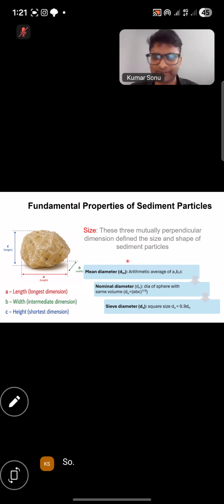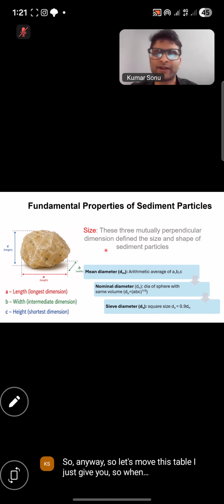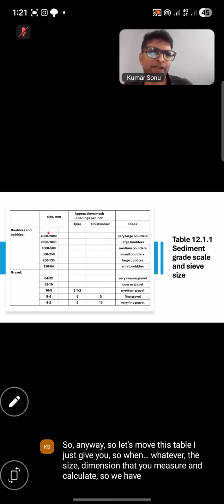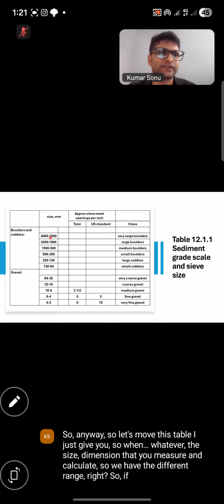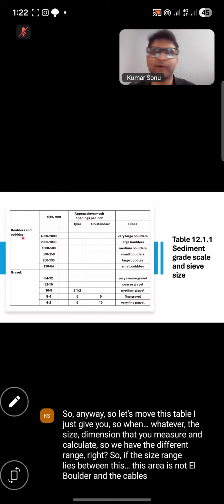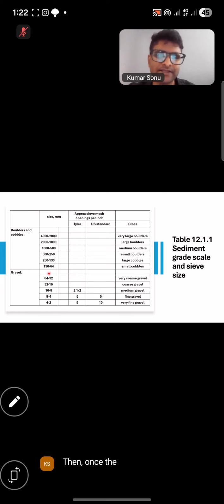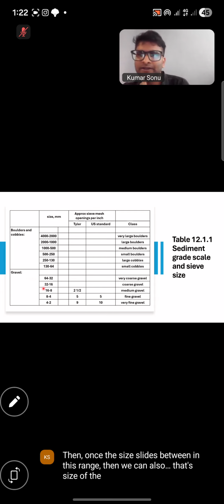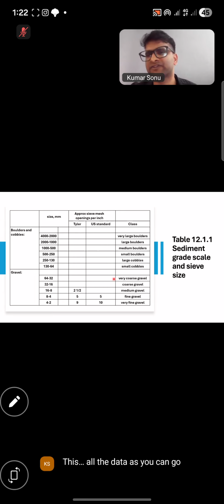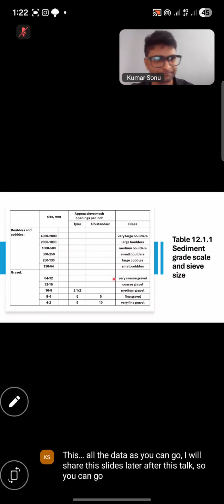So anyway, let's move to this table I just gave you. Whatever size dimension you measure and calculate, we have different ranges, right? If the size lies in this area, it is known as boulder and cobbles. Once the size lies in this range, the particles are known as gravels. All this data you can go through in detail; I will share the slides later after this talk.